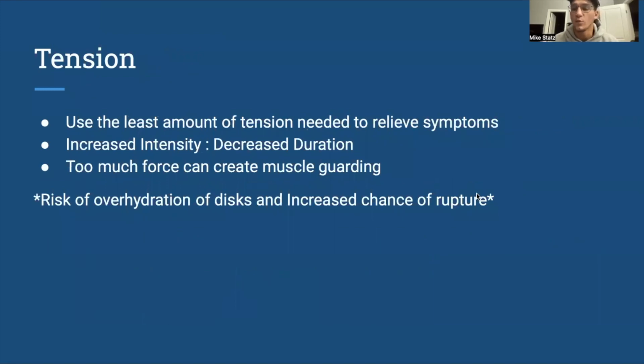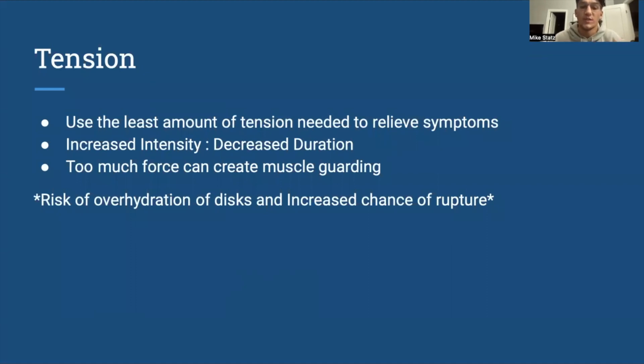The important thing, which we've already touched upon, is tension. We're trying to overcome the amount of friction, the amount of body weight, and the resistance from the other soft tissues. We're going to be using the least amount of tension needed in order to relieve symptoms. As we increase our intensity of tension, we want to decrease our duration. If we're holding at a very high intensity, we want to do that for a short period of time, whereas if we're holding at a lower intensity, we can elongate that for up to 120 seconds.